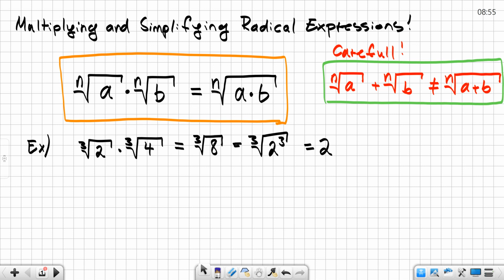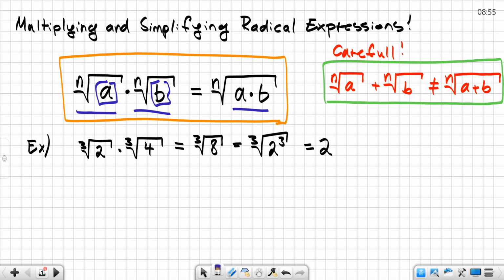Hi everyone. So we are going to be talking today about multiplying and simplifying radical expressions. And we have a certain rule for this. We say that the nth root of a multiplied with the nth root of b is nothing else but the nth root of a times b. So in other words, you can just multiply the radicands and combine these radical signs.